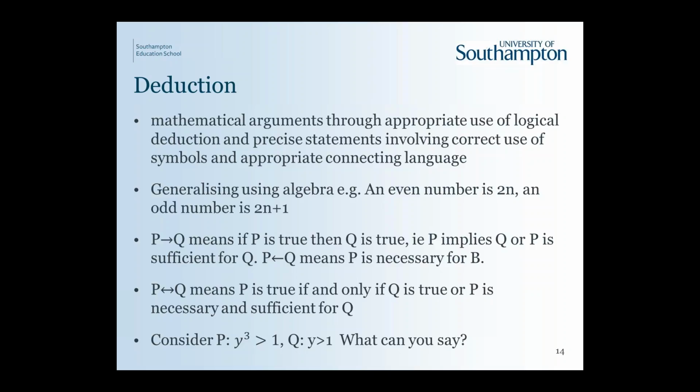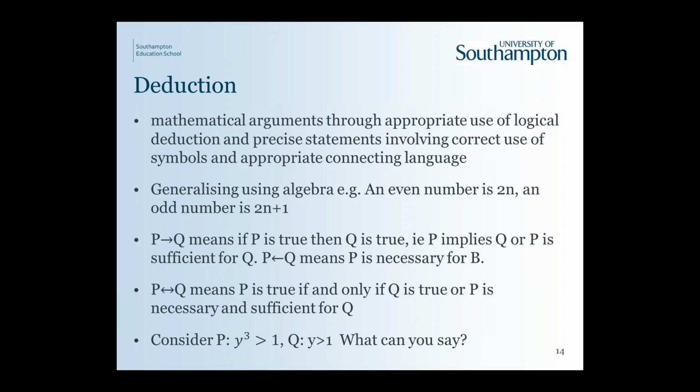So what do you think? Does P imply Q? Does Q imply P? P, because if y cubed is greater than 1, y has to be greater than 1 because 1 cubed is equal to 1. Just trying to think if P implies Q. Yes, it does, because if y cubed is equal to 1 or less than 1, y's got to be less than 1 as well. I think so too.